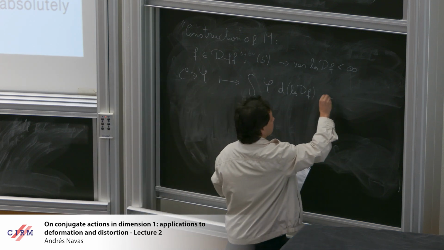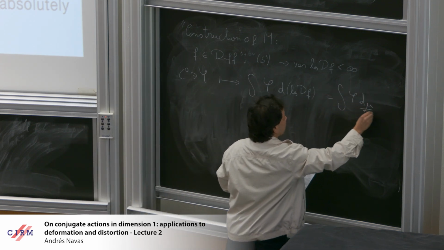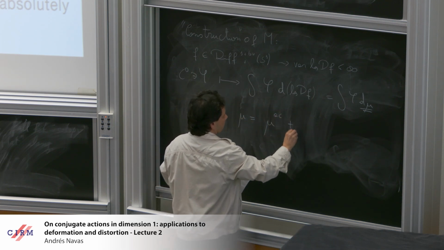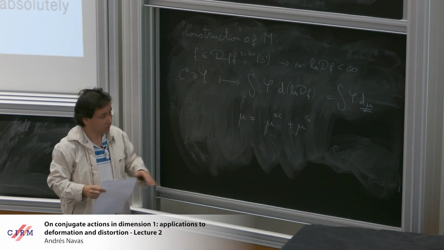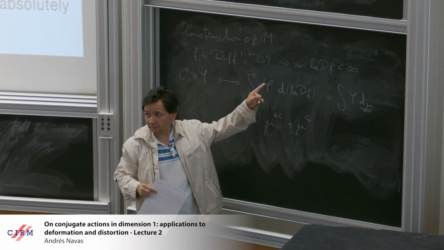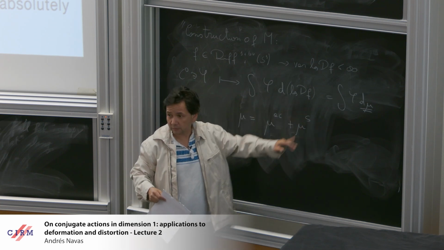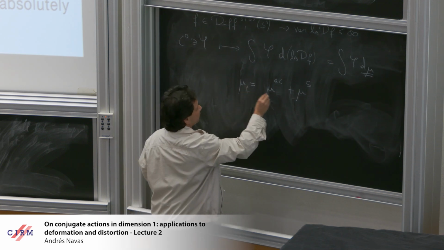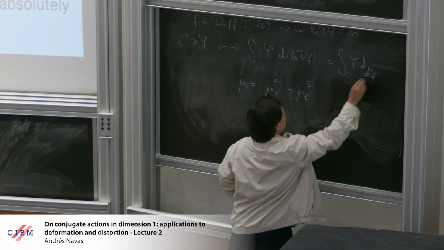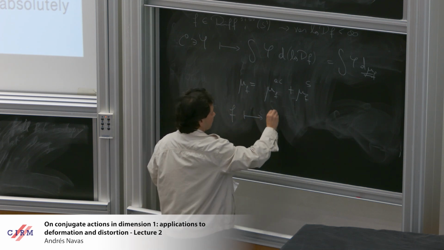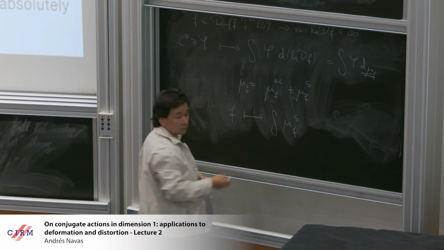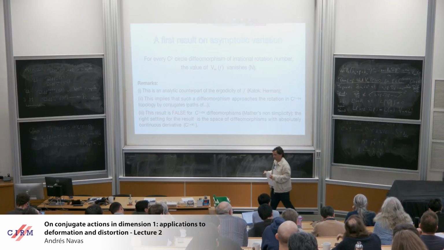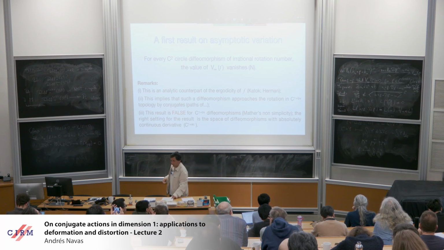And this measure has some decomposition. There is the regular part, the absolutely continuous part, and the singular part. So if f has absolutely continuous derivative, there is no singular part. Okay? And now everything here depends on f. Given f, you associate to f the integral of the singular part of the measure. And this is M. M of f is equal to the integral of the singular part of the measure.